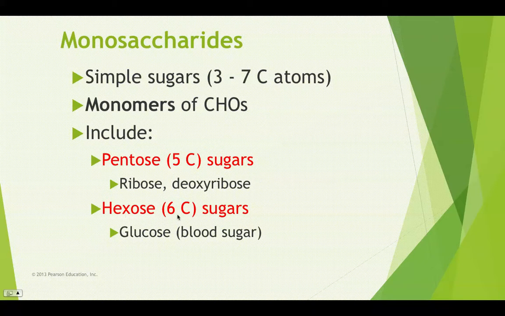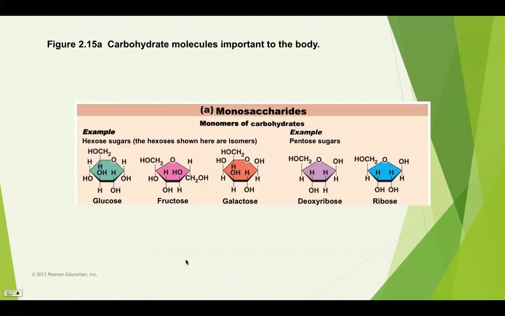Hexose sugars have 6 carbons, and these also go into a ring structure. Glucose is the one that our cells often prefer to use for energy, and when we say you have a blood test to measure your blood sugar level, that's referring to glucose.